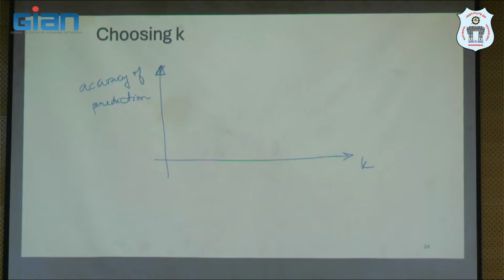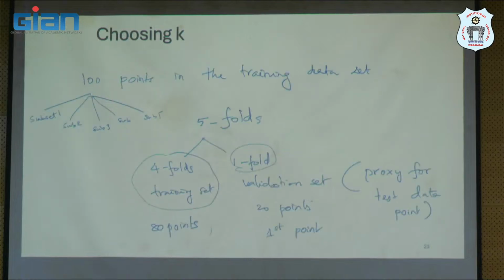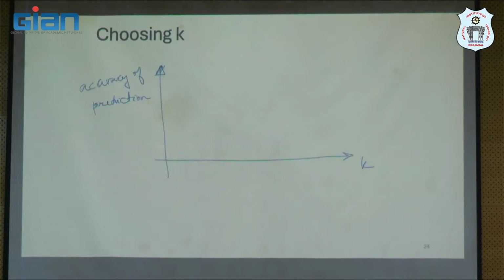The good thing is, because I am using 1 fold from the original training data set, I know my ground truth. So I know how accurately I am predicting in the validation set. Right? So I'm going to predict, capture the accuracy of prediction with different k. So when k is equal to 1, 3, 5, 7, 9, like that.